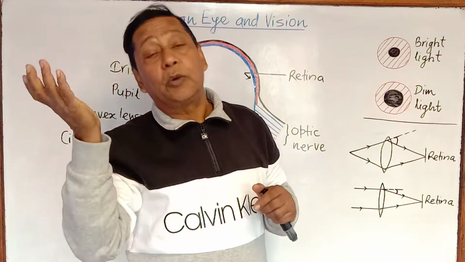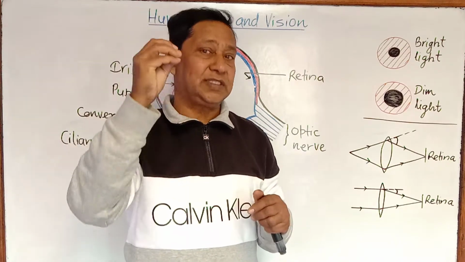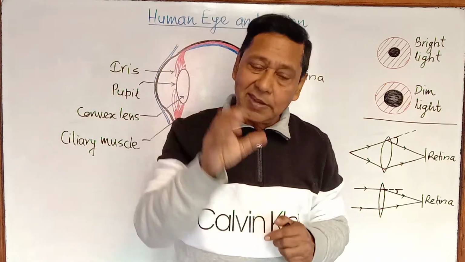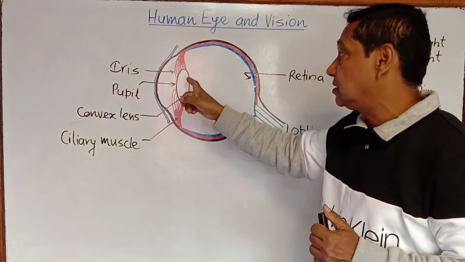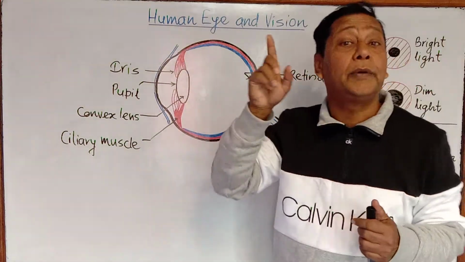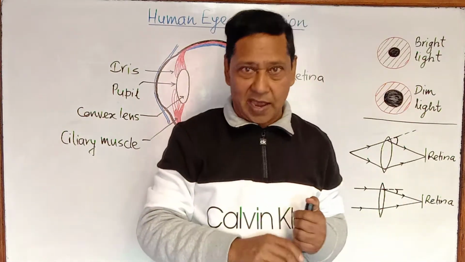Now, what is accommodation of the eye? Our eye has the capacity to focus both the near object and distant object on the retina by changing the thickness of the convex lens of the eye. Such a capacity of the eye is called accommodation of the eye.